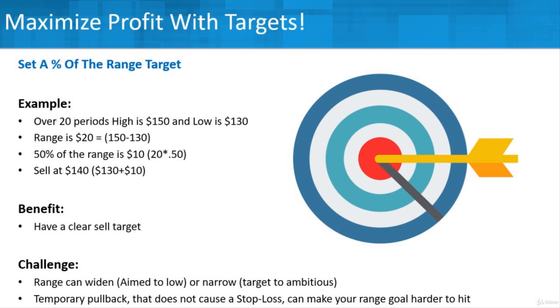Also, it's very common to have temporary pullbacks. And that might mean a stop loss that does not cause a stop loss to occur. Then it can make your range goal harder to hit. So let's say we bought at 135 in this example. We're looking to get 140, but all of a sudden we get up to 132 and there's a pullback down to 128. Now I've got further to go to get to my 140, so I might end up holding the security longer or may never get there to really realize my true profit on it. So it's a nice clear sell target, but there's also some challenges to it as well.